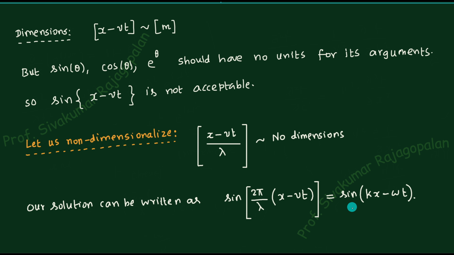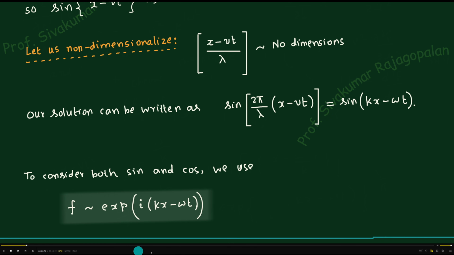So the first point is that you need not write only the sine function. You can always write the cos function also, because every sine and cos function are acceptable solutions, and therefore both sine and cos you'll have to consider. So that is the point. Okay, let us see how to deal with both of them.